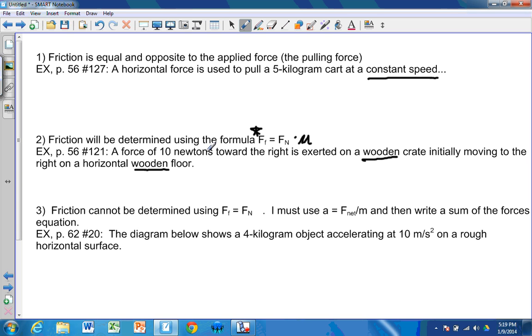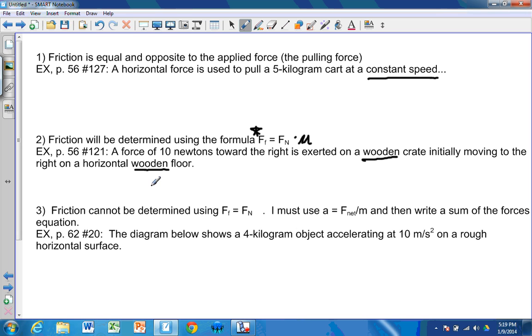And so now we have two ways to solve for friction. If we're told constant speed, almost always friction is going to be found by applying the logic that it will be equal and opposite to the pulling or pushing force, the applied force. And if we're told the materials of construction, almost always we're going to use this formula.